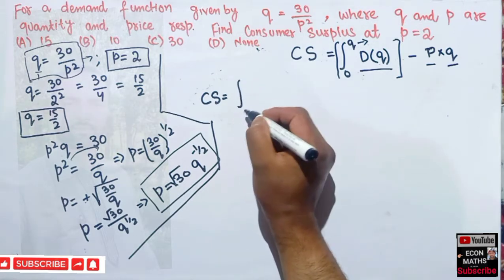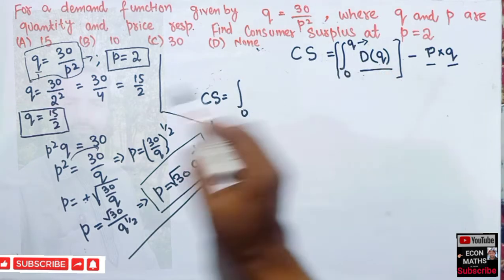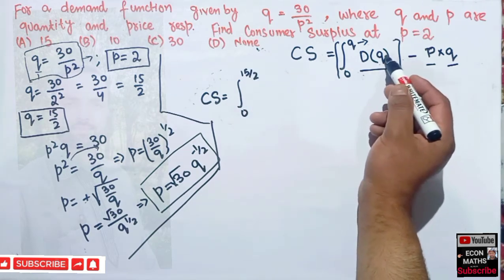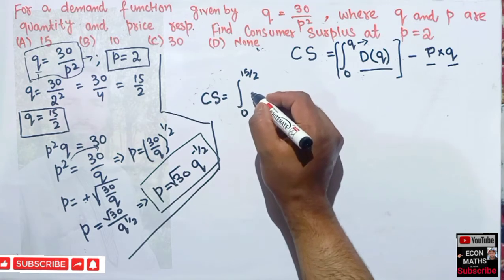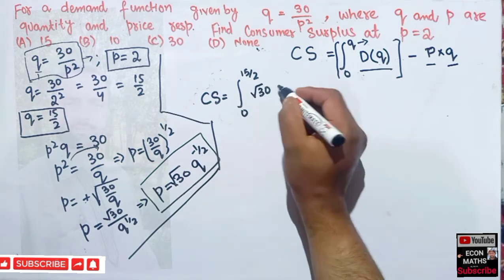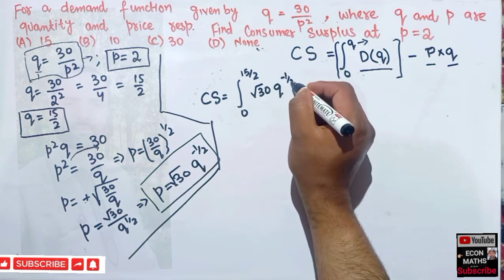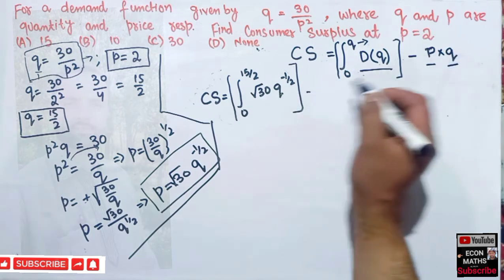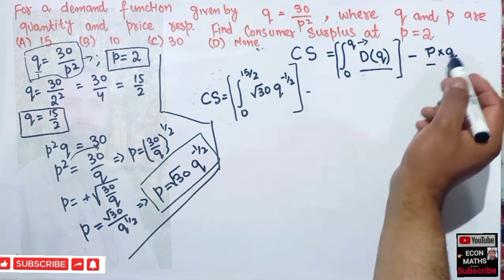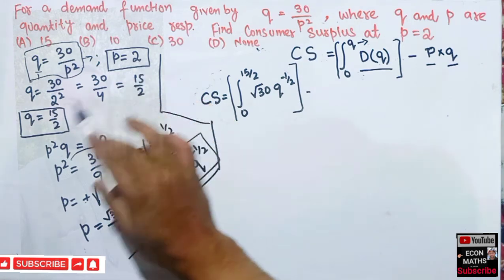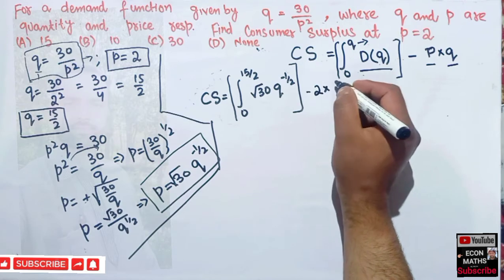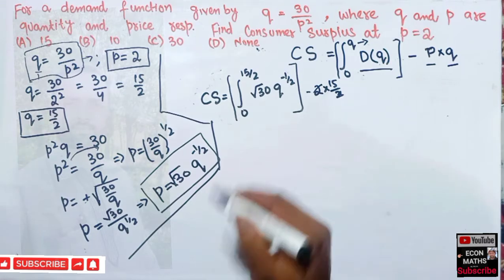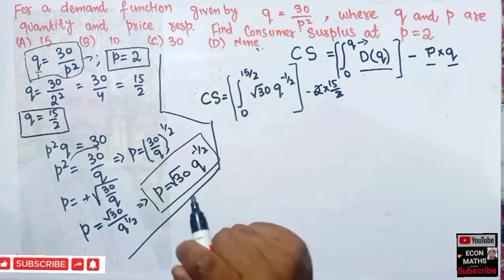So we have 0 to Q, where we have calculated Q equal to 15 divided by 2. I will write 15 divided by 2. Then the integral of the inverse demand function, which we have calculated, is under root 30 into Q to the power minus 1 by 2 dQ. From that we have to subtract P into Q. Our P is 2 and Q is 15 divided by 2, so I will write 2 into 15 divided by 2. This 2 and 2 get cancelled, and we get 15.